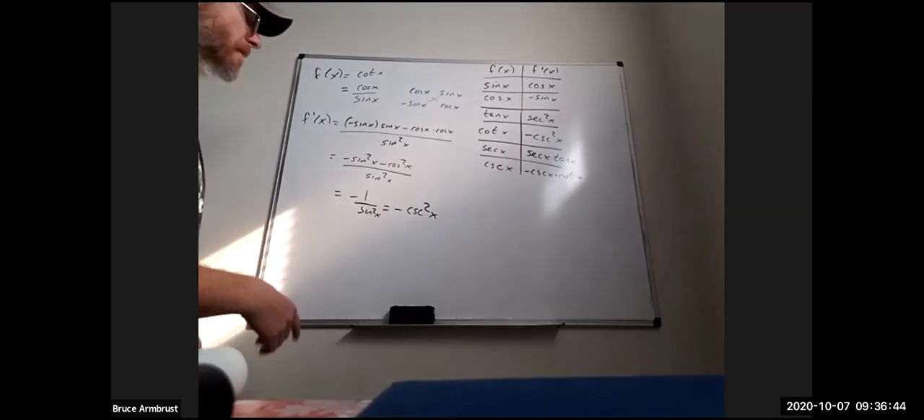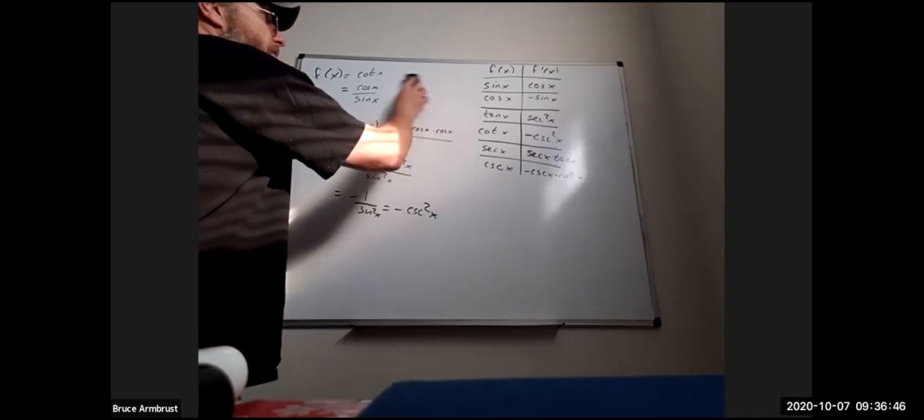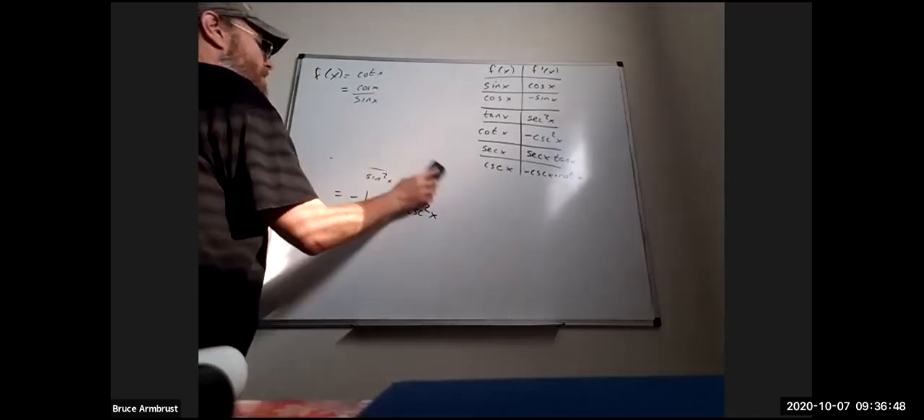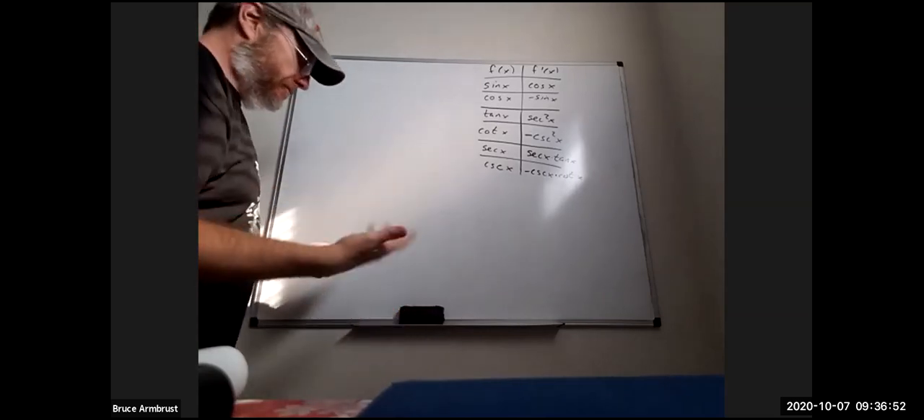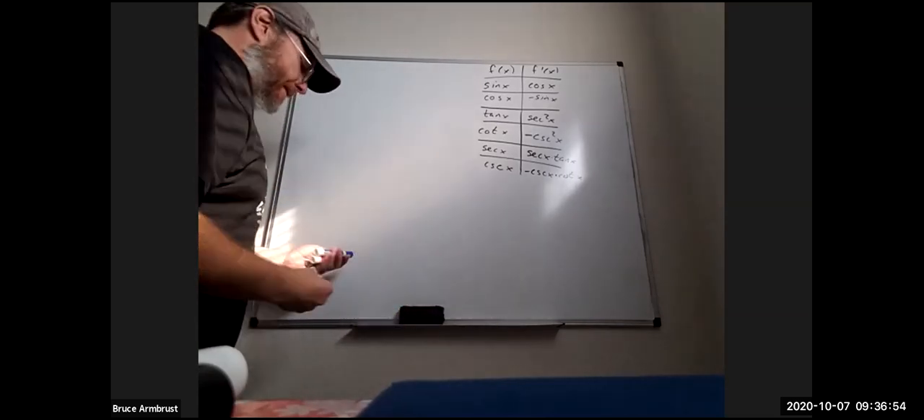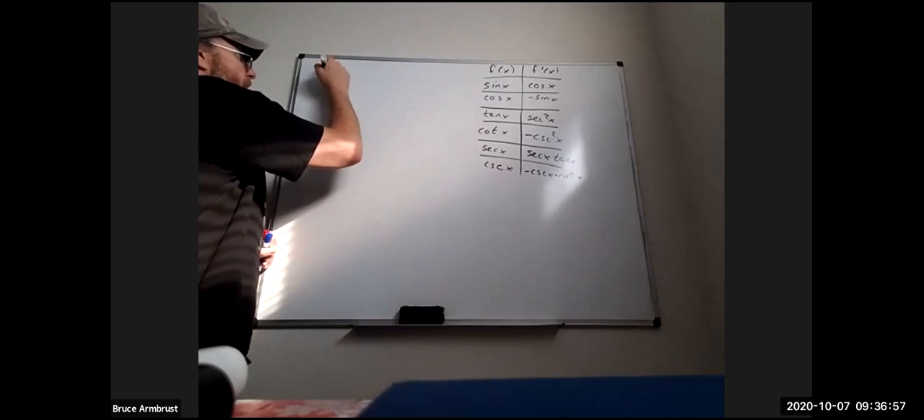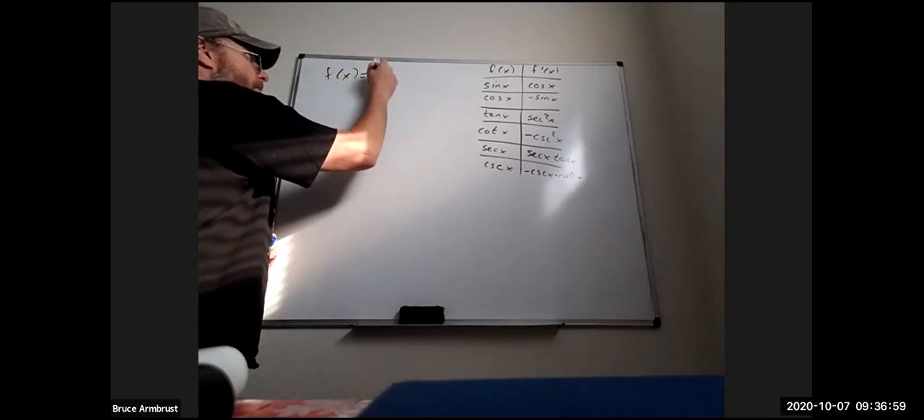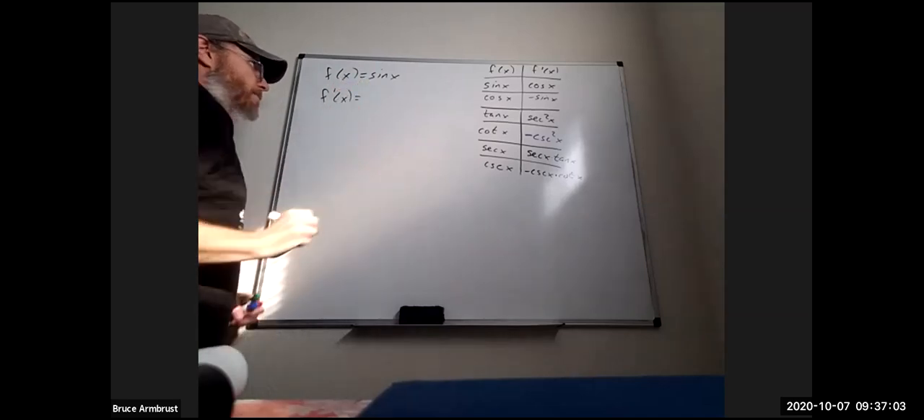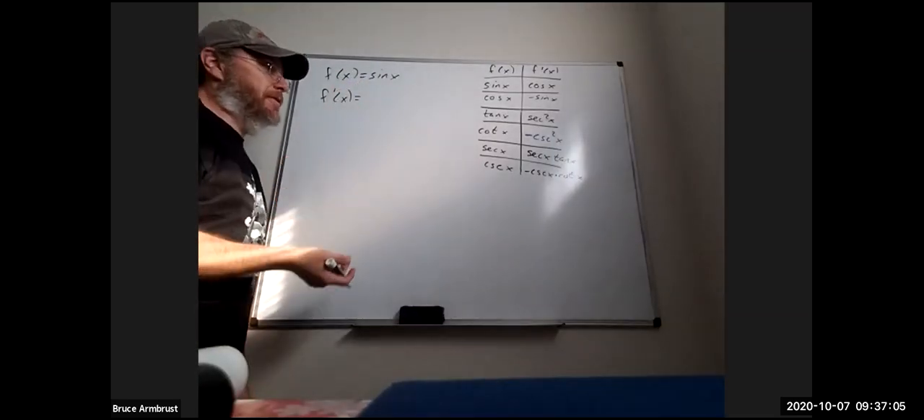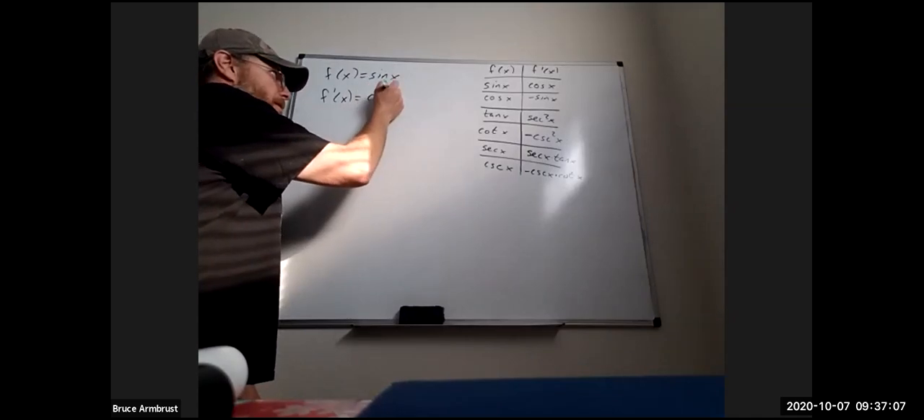So let's actually take, say, sine. We'll start with sine. I think this is going to be easiest. So let's say we've got f of x equals sine. So let's start finding some higher order derivatives. Now, the first derivative we already know is cosine.